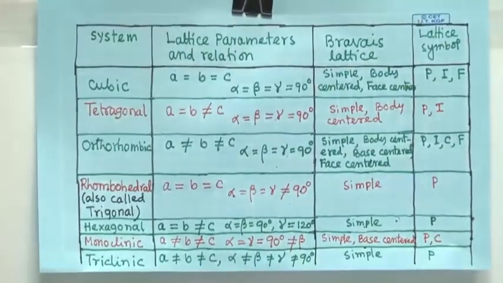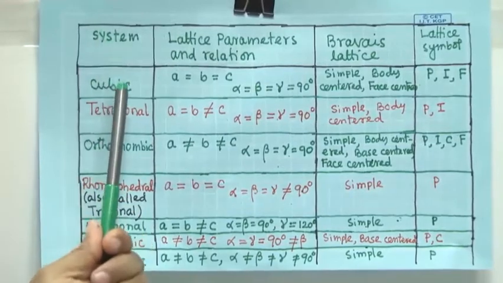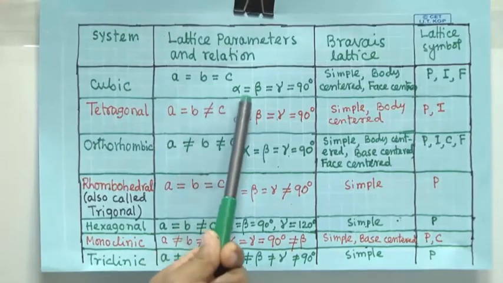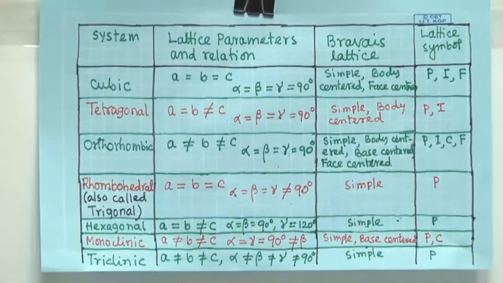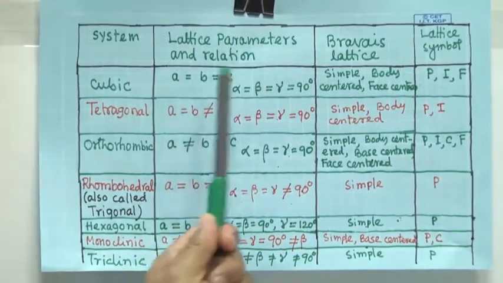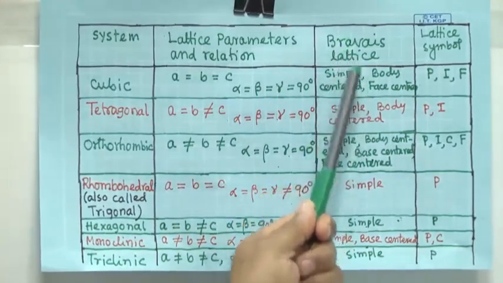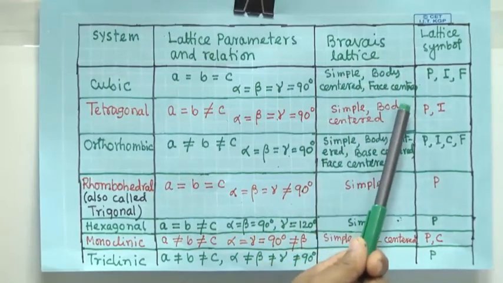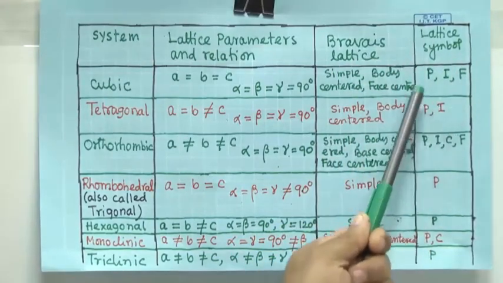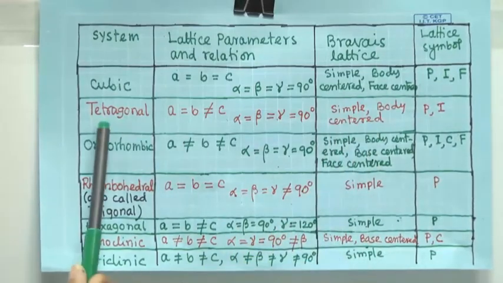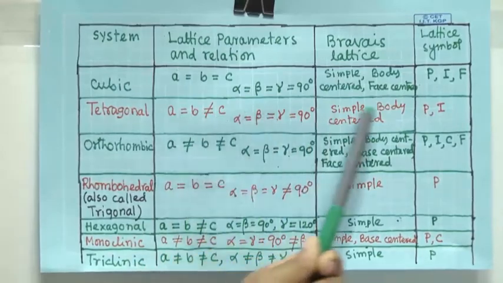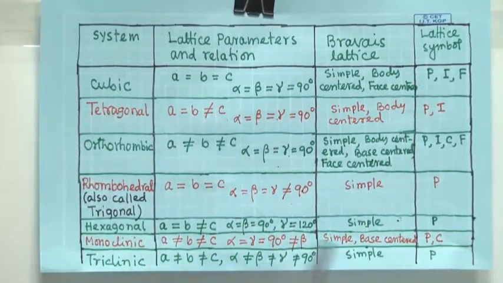So, here we say cubic: in the cubic system, a, b, c are equal and the angles alpha, beta, gamma are 90 degrees. It has 3 types of Bravais lattice: simple, body centered, face centered, and the symbols used are P, I, F. Similarly, tetragonal: a equal to b is not equal to c. This way, you know, but still I have mentioned it here.